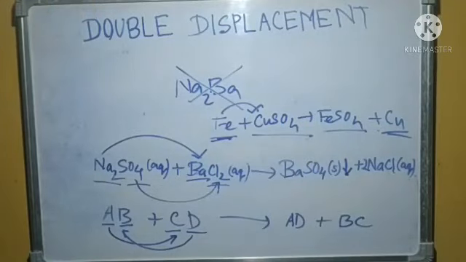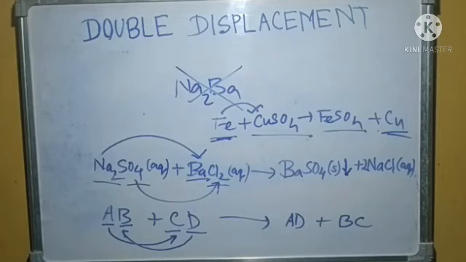Again, in a double displacement reaction, what will we see? We will see that the ions are exchanged, so we will get two completely new products. Here also the more reactive metal will displace the less reactive metal, and due to this the ion exchange occurs. Okay, so these are the two types of displacement reaction. One is displacement reaction and the other is double displacement reaction.